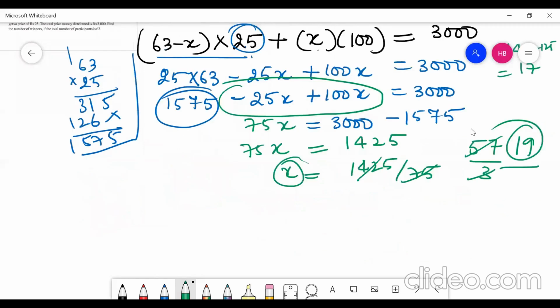So you can say the total number of winners is equal to 19. Okay, that's your answer.